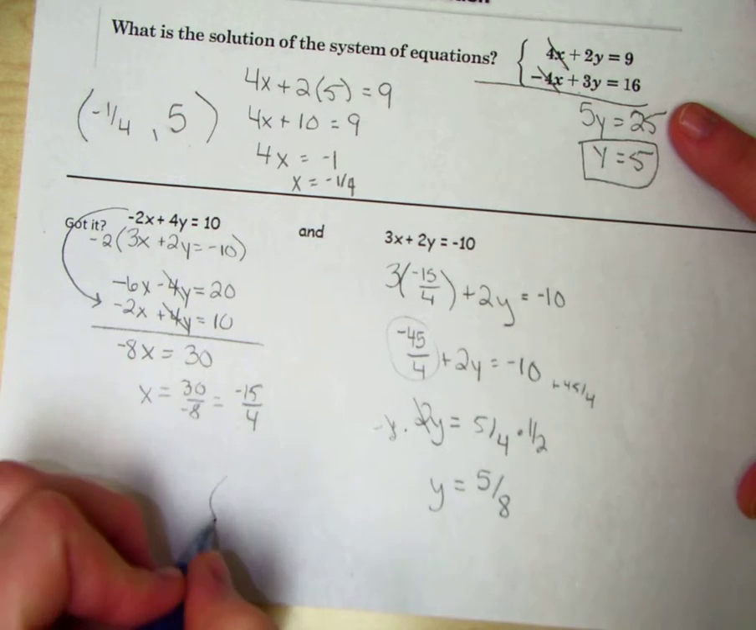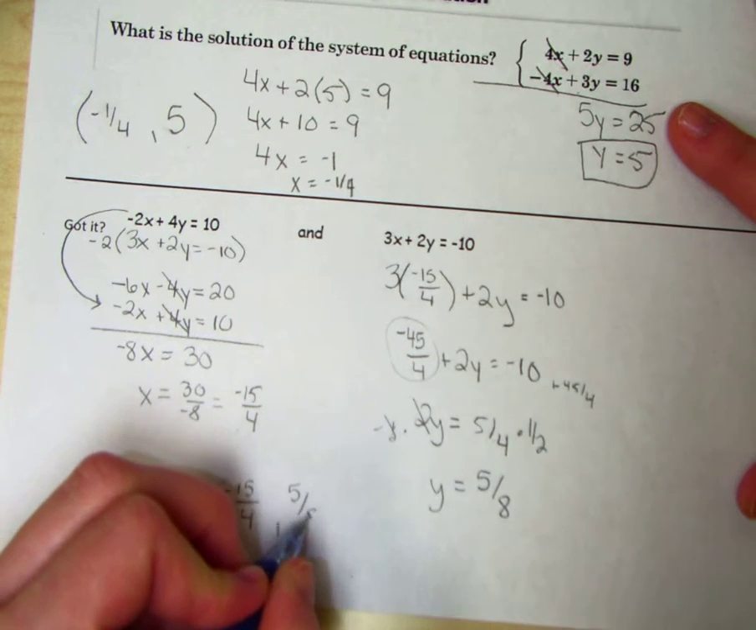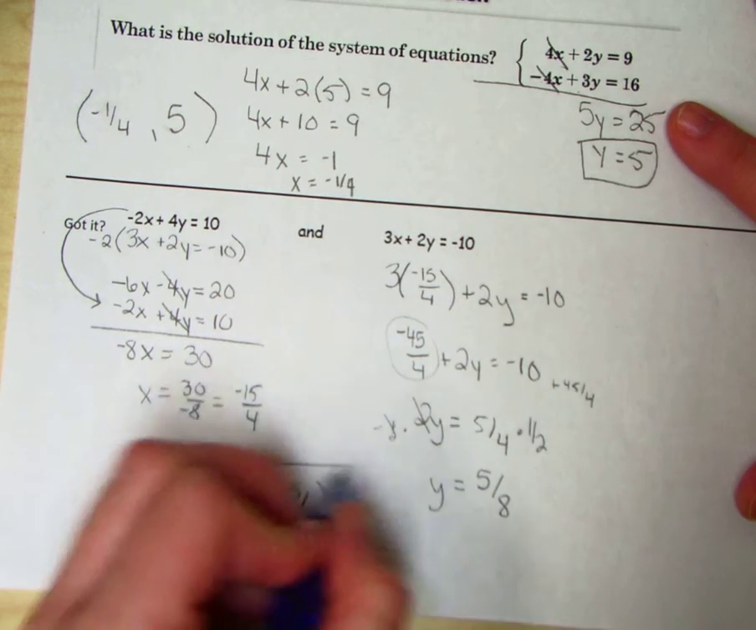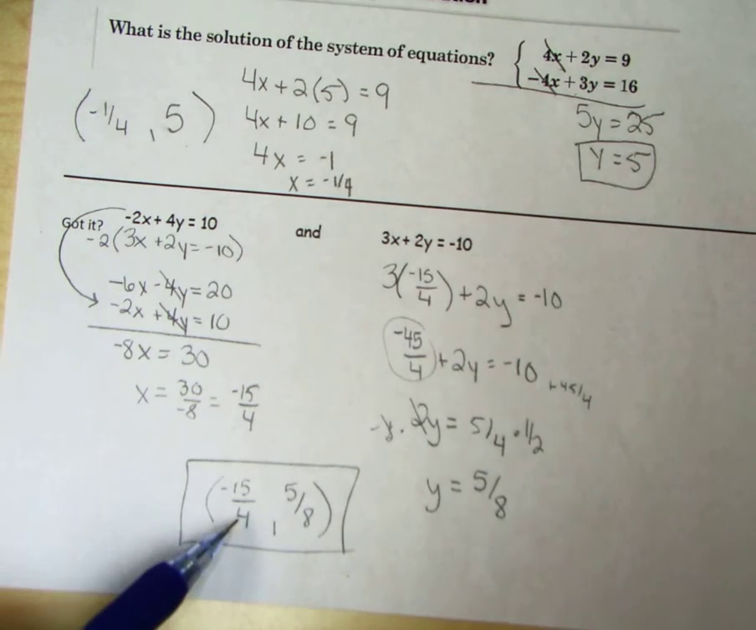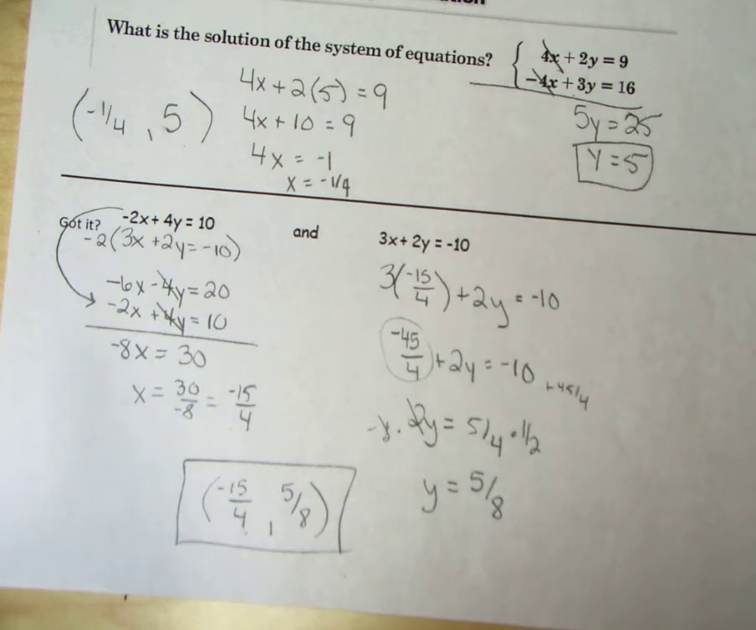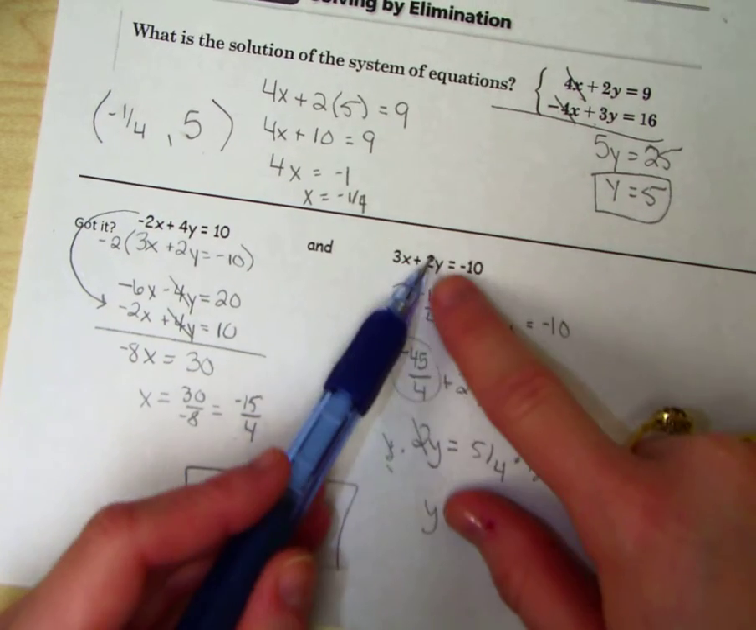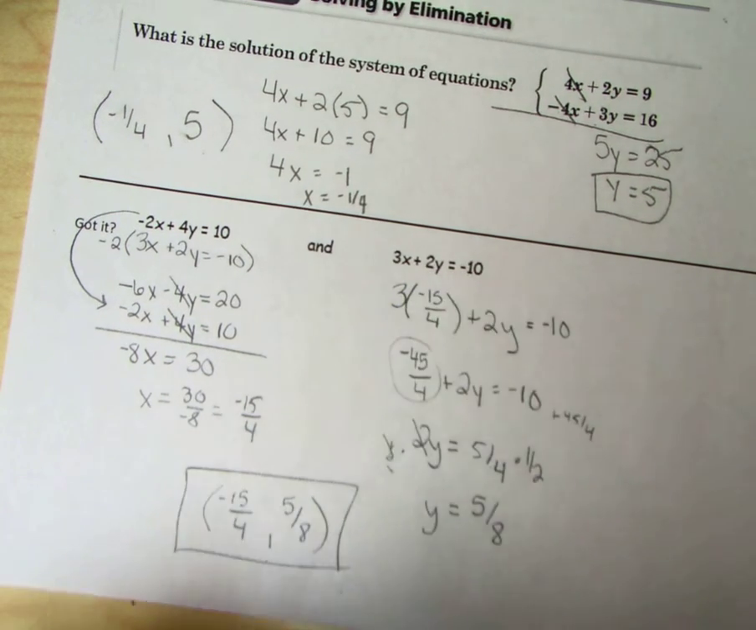Always write your solution as an ordered pair, x first, then y. And remember, if you want to see if you did them correctly, you can plug the x and the y value back into both of the original equations and find out if you did it correctly or not. If you plug it in over here, the left should equal 10. If you plug it in over here, the left should equal negative 10.